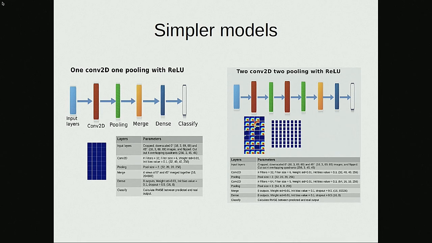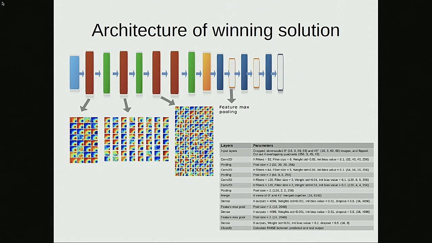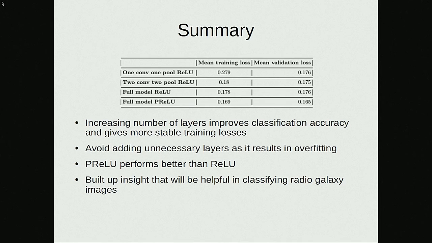So with one convolutional and one pooling layer, it's not enough. You hardly detect any features, and it doesn't do anything. With two convolutional and two pooling layers, it detects more features and has considerably lower training loss. And then you get to the winning solution. You see all three layers detect features now, and it gives the lowest training loss. So it works very well.